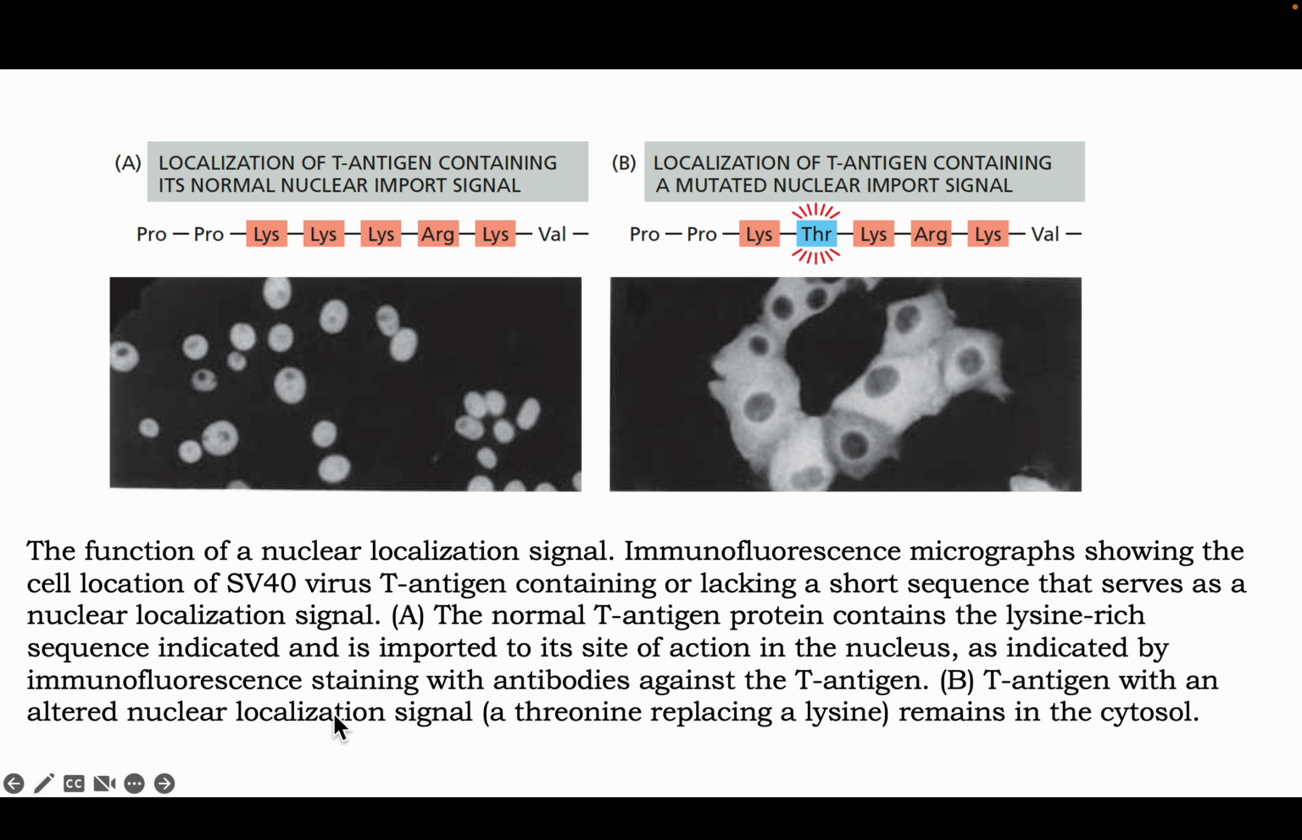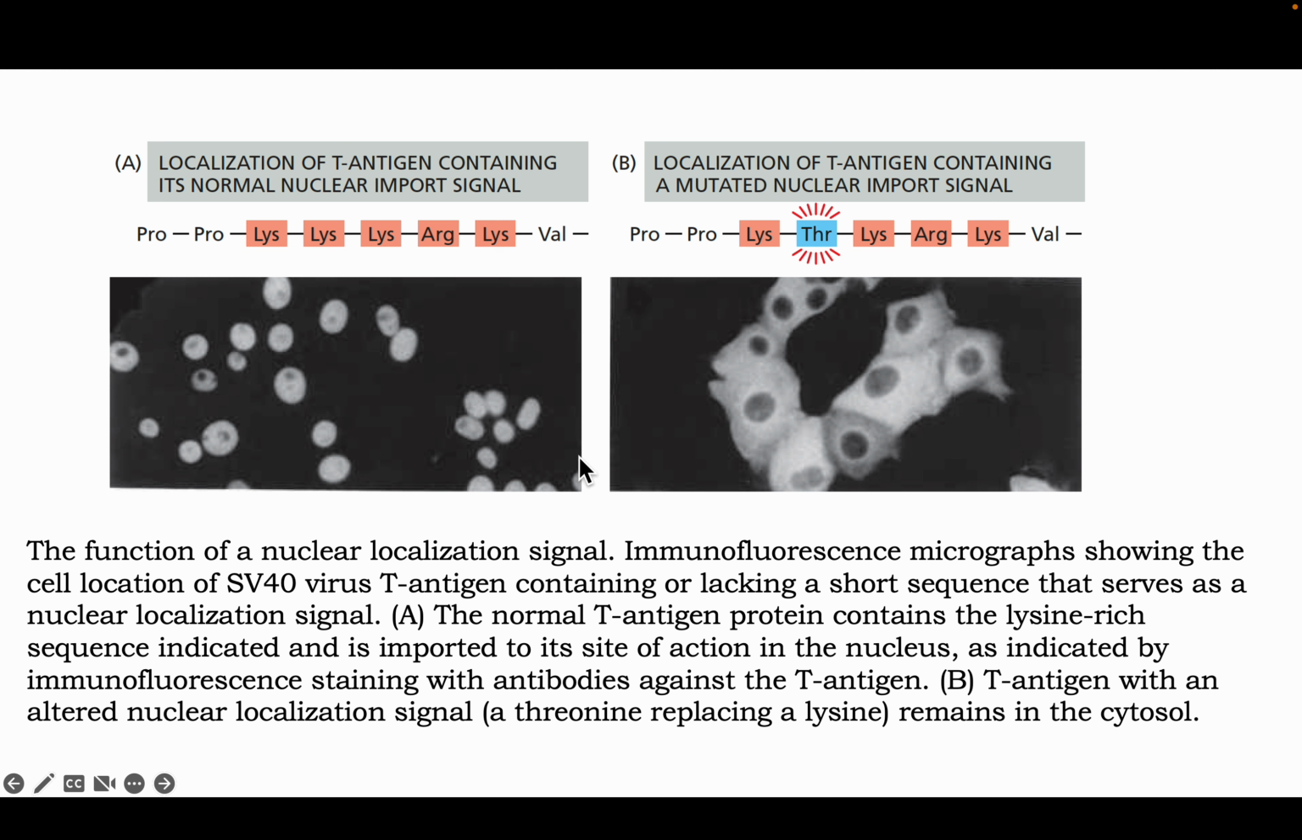Now we'll talk a little bit more about the nuclear localization signal. Here you can see a T antigen which needs to be imported inside the nucleus. It has a normal nuclear import signal, that is a lysine and arginine rich signal, and it localizes inside the nucleus. But when someone mutates this sequence, the localization of this T antigen is hampered, and it localizes in the cytoplasm itself.